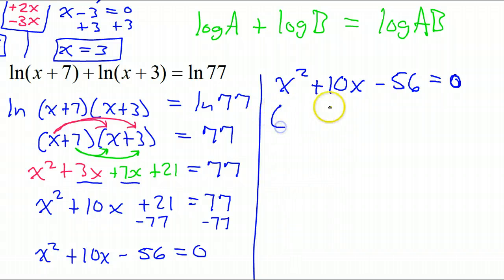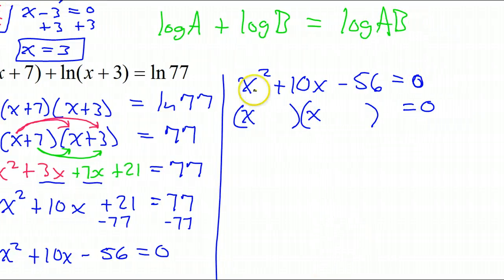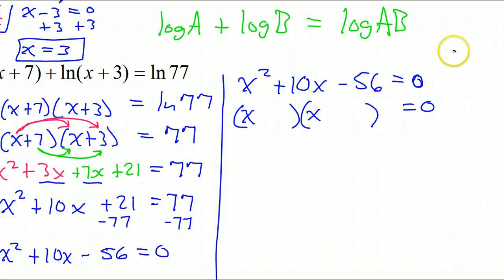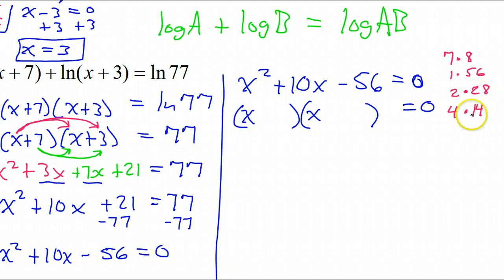So now we need to factor. So x squared is x times x. Now looking at that 56, we are asking ourselves what times what makes 56, right? So that's either going to be 7 times 8 or 1 times 56. Let's see, it could be 2 times what? 28, or even 4 times 14. Alright, I'm sure it's going to be one of these that we need.